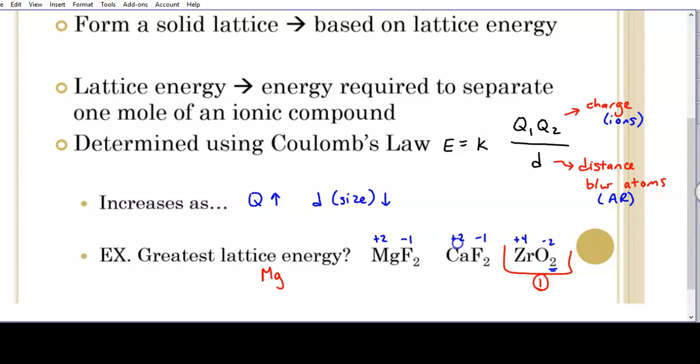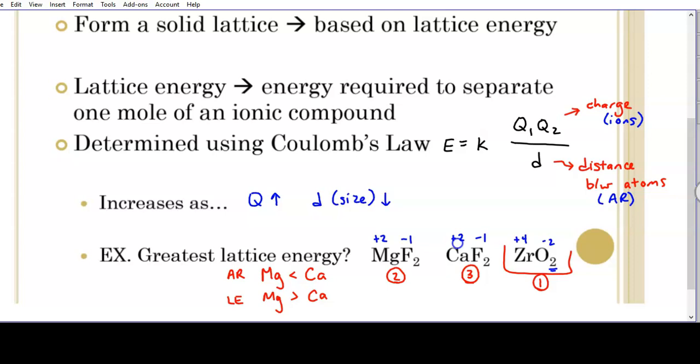We know from periodic trends that Mg is smaller than Ca in size. What that means is that Mg has the larger lattice energy. Smaller means larger lattice. So MgF2 would be second, and then calcium would be the smallest. So always first identify charge, and use the charges, and then if you have to, use size.